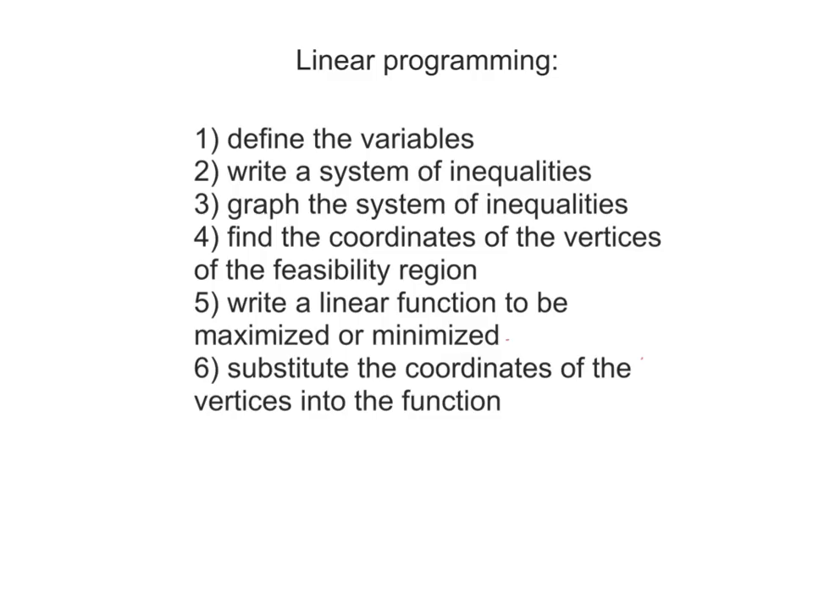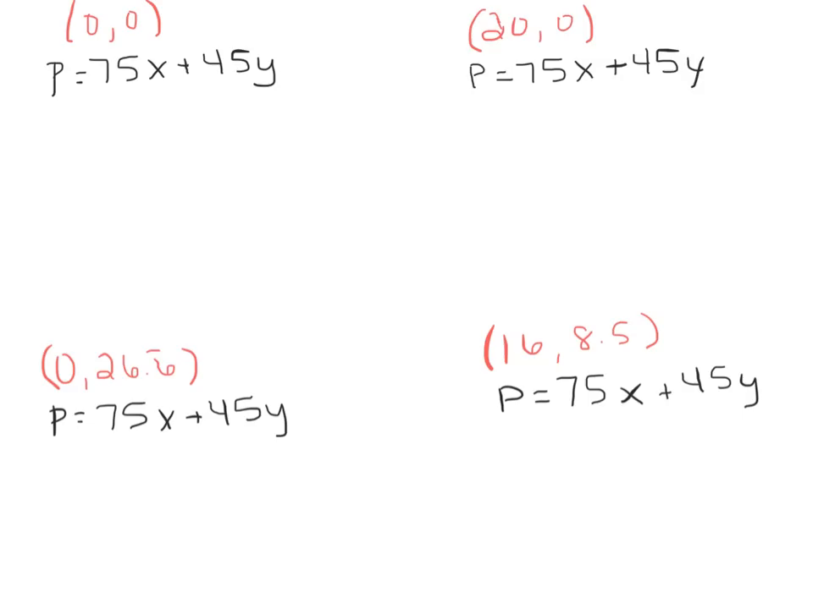And now we go to our next step. So we just did number 5, we wrote a linear function to be maximized or minimized. And now we need to substitute the coordinates that we found in number 4 of the vertices into the function that we just created in number 5. So now we're going to go ahead and take each one of our points, our intersection points. We've got 4 of them, and we're going to plug each of them individually into our profit equation.